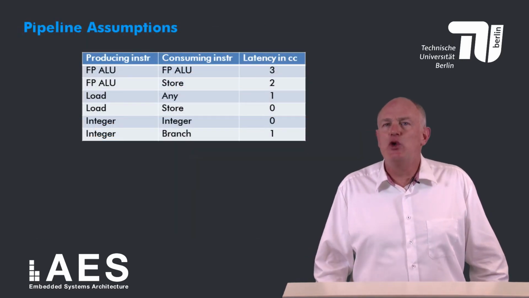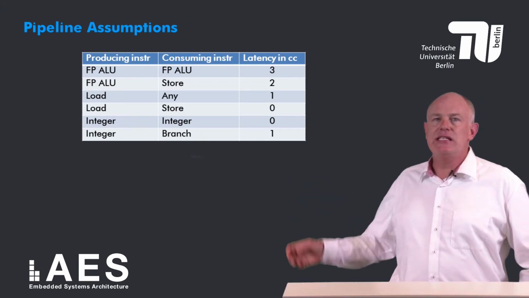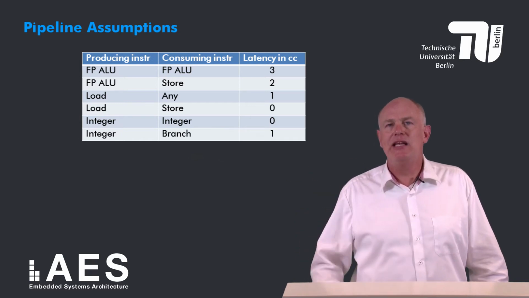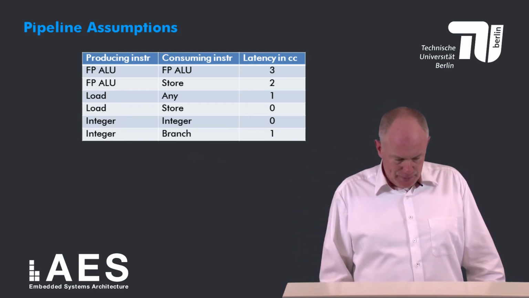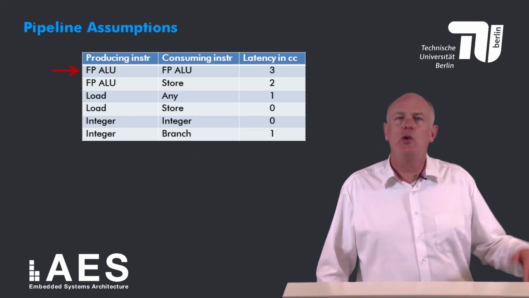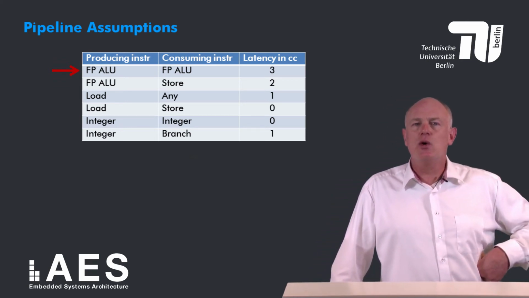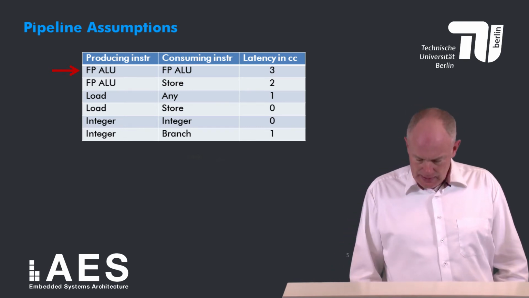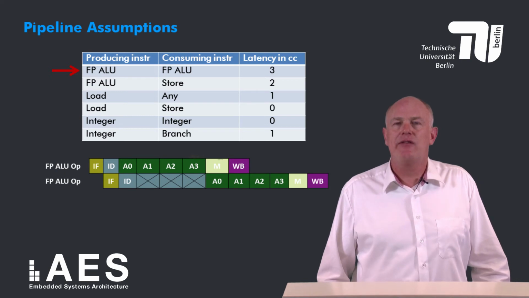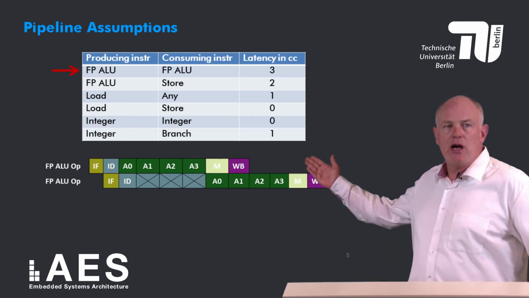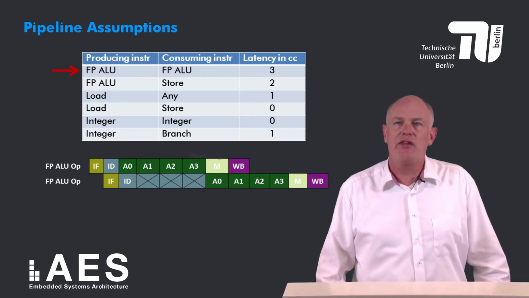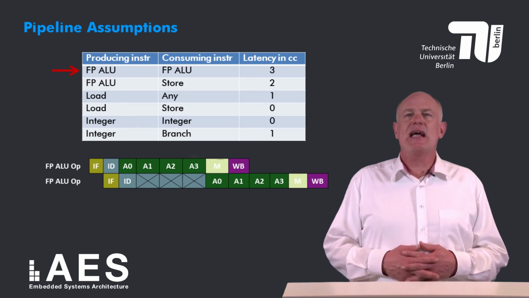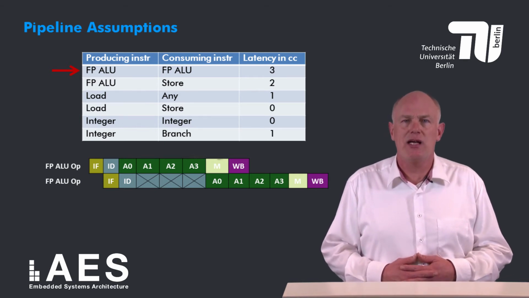Throughout this lesson, I will assume the pipeline latency summarized in this table. On this and the following slides, I will briefly describe and explain these latencies in detail. If the producing instruction is a floating point ALU instruction and the consuming instruction is also a floating point ALU instruction, then the latency is 3 clock cycles. This is explained by this pipeline execution diagram. The result is not available until the end of the A3 pipeline stage, so even if we forward the result, which we do, the second instruction will incur 3 stall cycles.